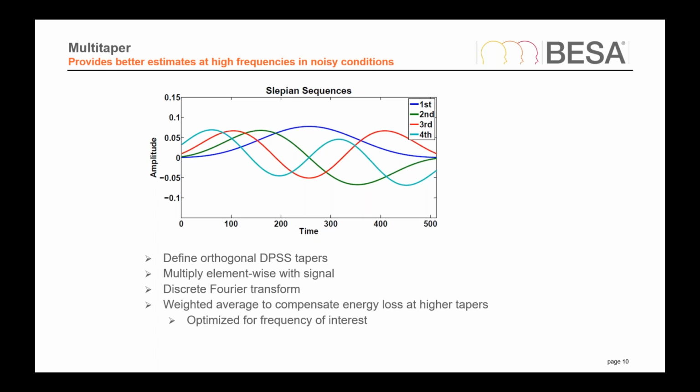And the third method of doing it is what we call multi-taper. And this provides better estimates at high frequencies in noisy conditions compared to other methods. So to do this, we have a bunch of orthogonal DPSS tapers, which we then multiply element-wise with the signal. And then we compute a short Fourier transform, and finally apply a weighted average, which can be optimized for each frequency of interest. And that gives us the multi-taper transformation.